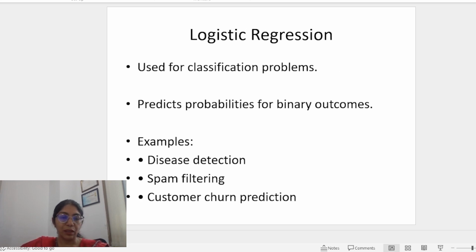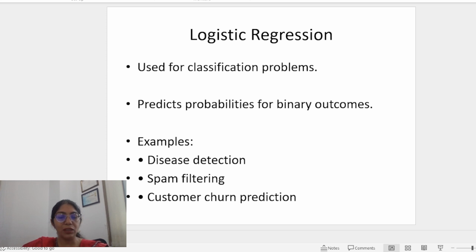Here comes logistic regression. So, despite its name, logistic regression is primarily used for classification rather than prediction of continuous values. So, instead of predicting a numerical output, logistic regression estimates the probability of an event occurring. The output typically ranges between 0 and 1 and is often converted into categories such as yes or no, true or false, positive or negative.